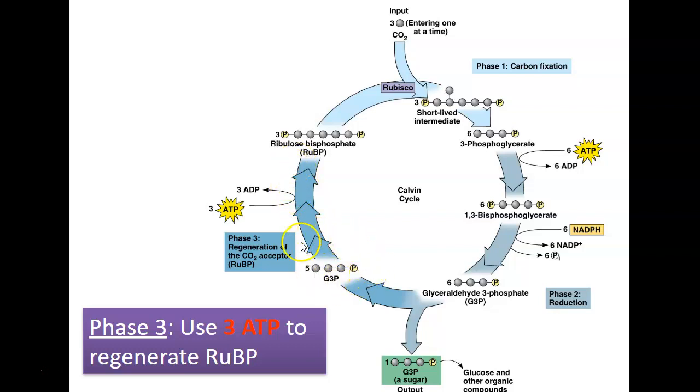So somehow, by some rearranging of molecules, those 5 G3P molecules with 3 ATP actually are used to make and remake the RuBP molecules that are necessary to crank this thing around 3 more times for the next sugar molecule it needs to make. I know this seems complicated. You don't need to know every single subset, just generally what goes in, what goes out, and we'll review in a minute.